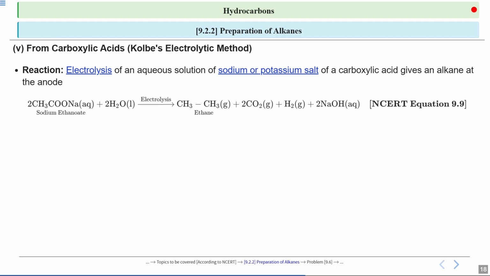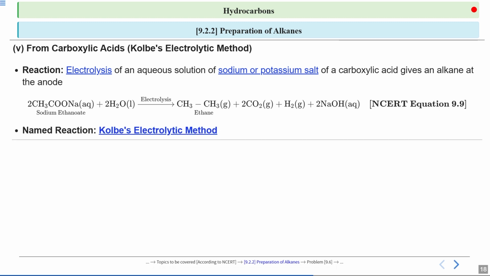Here is the example for the same. So, you can see a chemical equation where 2 moles of acetate ion, which is a sodium salt, is reacting with water. So, you can say it is undergoing electrolysis and it is producing ethane, carbon dioxide, hydrogen and 2 moles of sodium hydroxide. So, this equation shows the transformation of sodium ethanoate into ethane along with the byproducts. Now, this reaction is known as the Kolbe electrolytic method. Named reactions like this one are essential in organic chemistry because questions are asked from here as they are a standard preparatory method for alkanes.